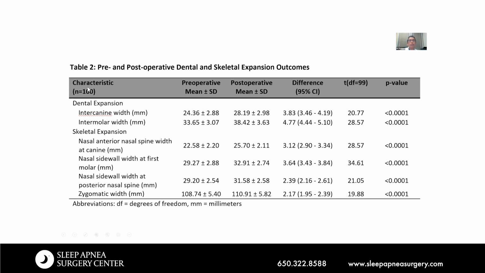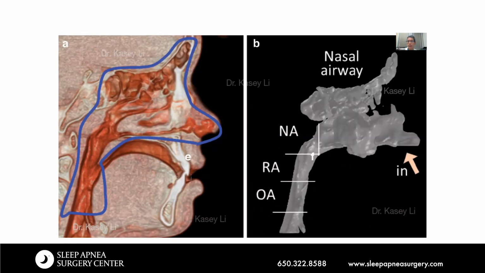this is a paper that should be coming out this year, 100 patients. You can see that when I measure the nasal airway at the anterior nasal spine, at the molar and the posterior nasal spine area, these are the nasal changes. You also see the zygoma width increase a little. Why? Because it's really the entire midface that's being expanded.